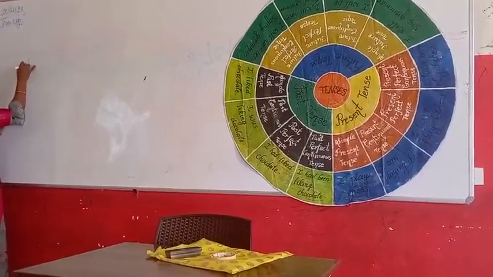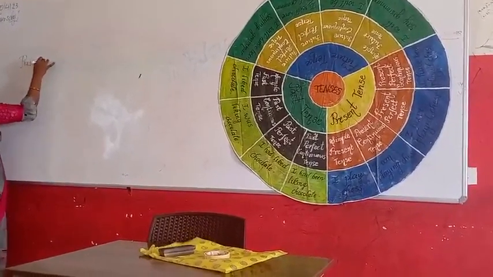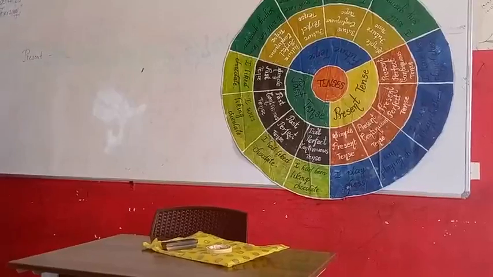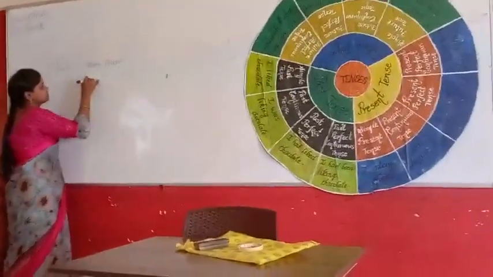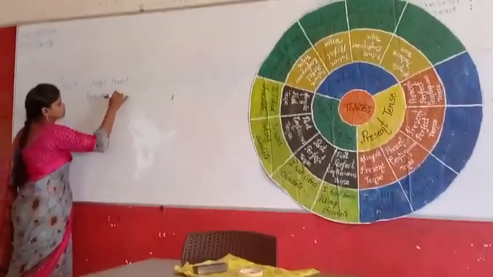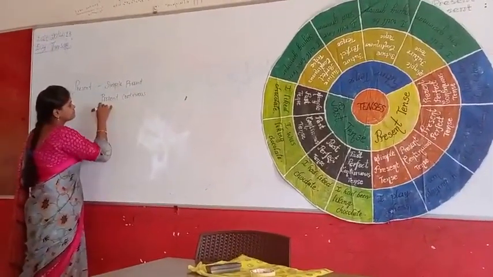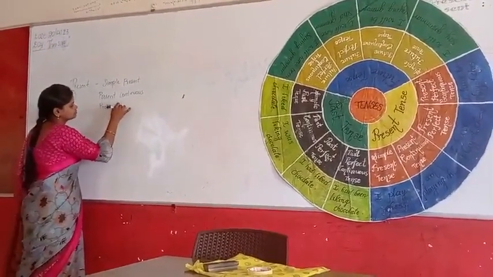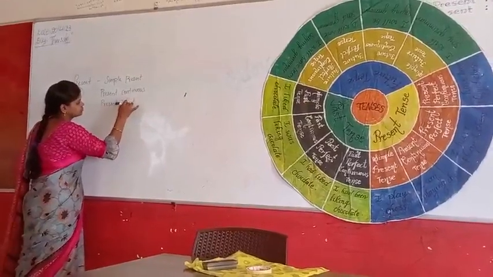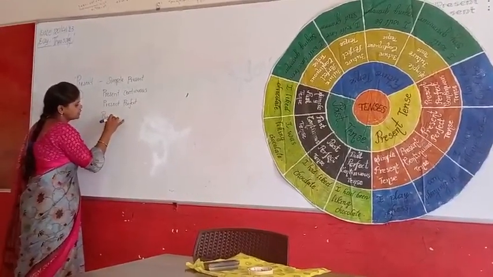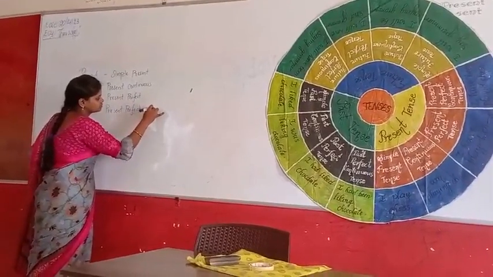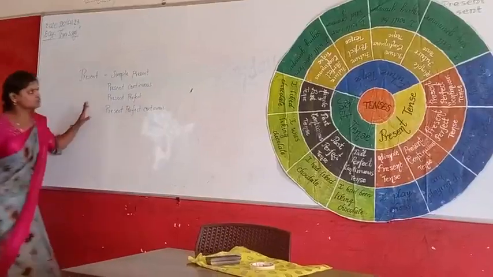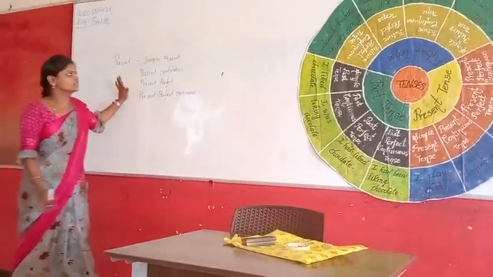Now coming to present tense. Present tense is divided into four: simple present, present continuous, present perfect, and present perfect continuous. Here also we have some structures for this tense.